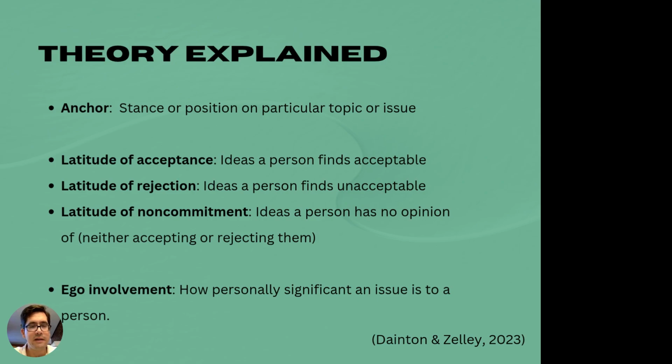Ego involvement, on the other hand, is how personally significant an issue is to a person. And when you use all of these terms together to analyze your audience, you can predict how they might respond to different messages. For example, if someone is highly ego involved in an issue and you're trying to persuade them otherwise or away from their position, you're going to have an uphill battle because of how much they have invested personally in that position.